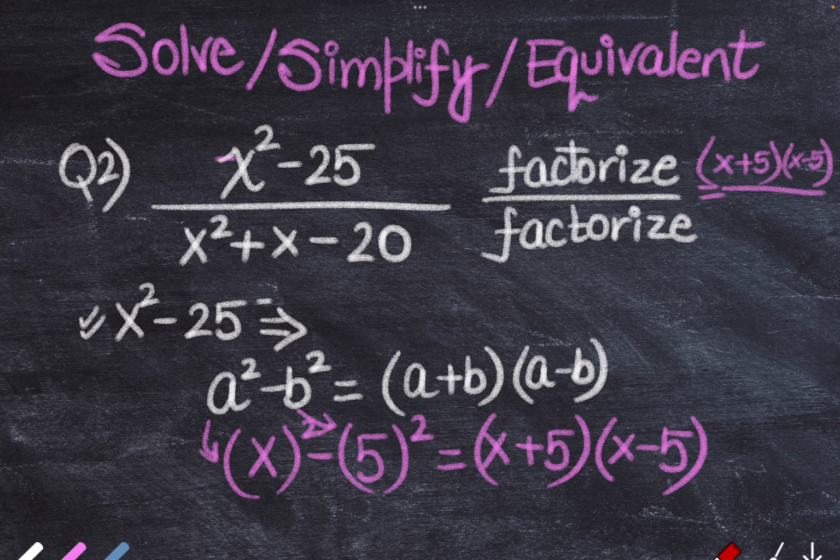Now the bottom part. The bottom part is different than the top. It has 3 terms. The first term has an x squared, the second is with an x, and the third is just a plain number or a constant. So let's see on the next screen how we are going to factorize the bottom part. Let us write down the bottom part: x squared, so we can say 1x squared plus 1x minus 20.